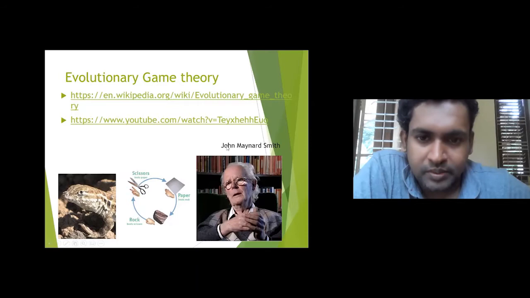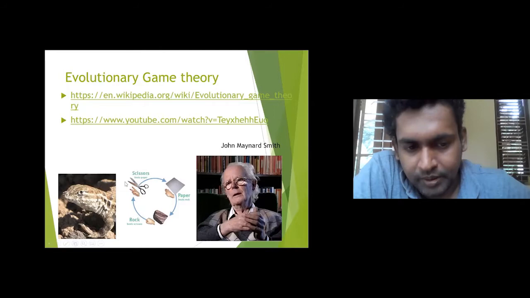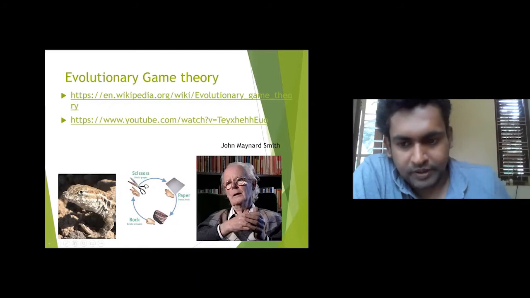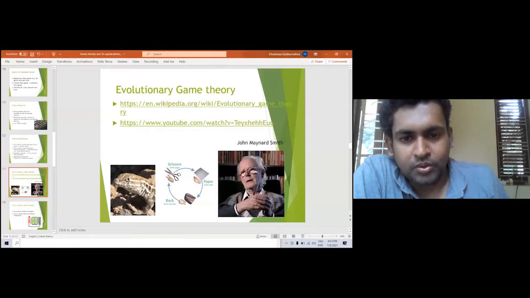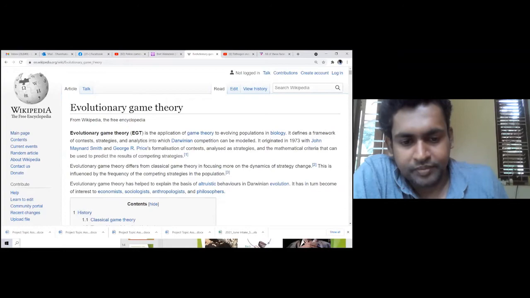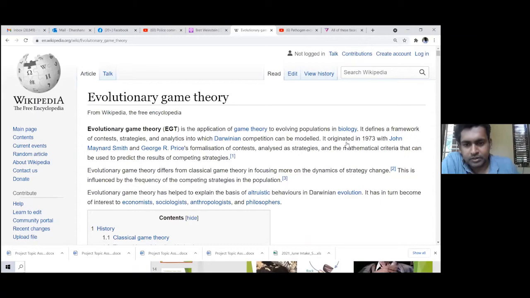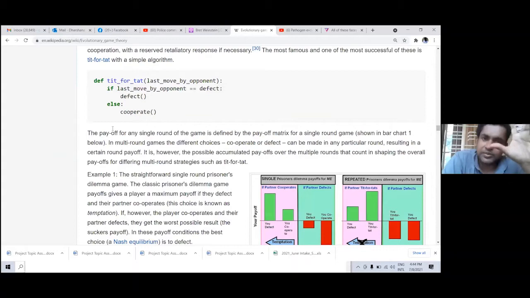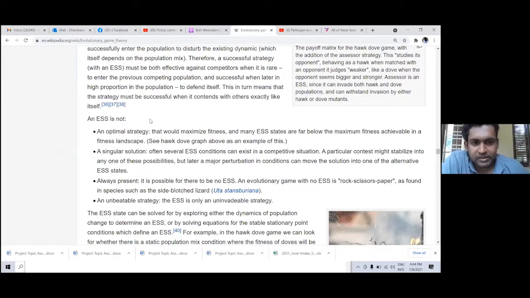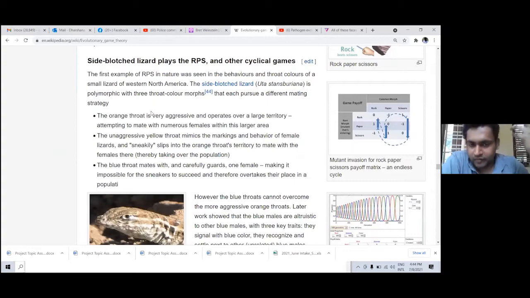And this particular game, for this particular lizard, I think I'll briefly explain it. Hope you can see the screen. So we can get an idea how evolutionary game theory can be used to explain a certain scenario. There's this lizard which has three kinds of subspecies. There's an orange throat one, which is very aggressive, and it covers a very large territory, so it mates with a large number of females.